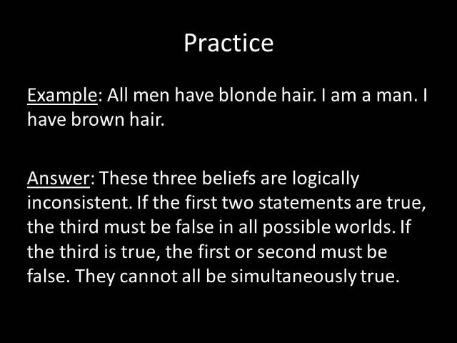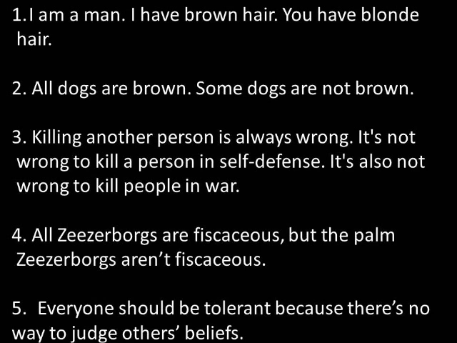Let's look at the next one here. Number 1, I'm a man, I have brown hair, and you have blonde hair. This is logically consistent because all 3 could be true at the same time. Number 2, all dogs are brown, some dogs are not brown. These are inconsistent. They're what we call contradictories because if one is true, the other must be false and vice versa. Number 3, killing another person is always wrong, and then somebody says it's not wrong to kill in self-defense. Well, you can stop right there. That's inconsistent, and it leads to an interesting discussion, but on the surface, it's inconsistent.